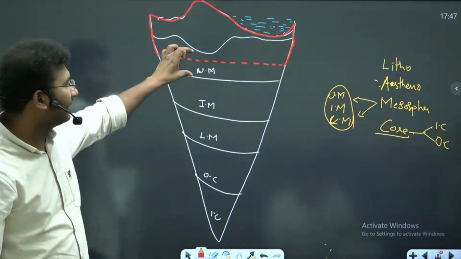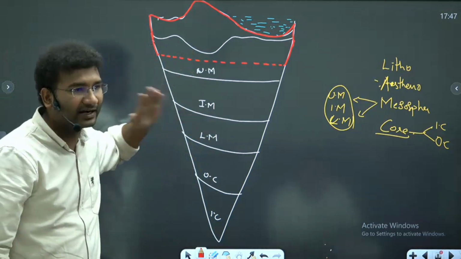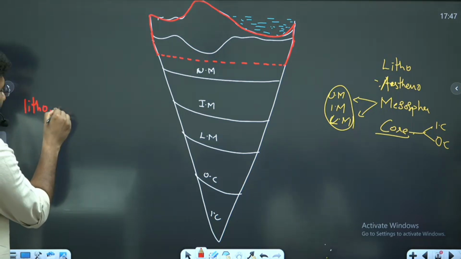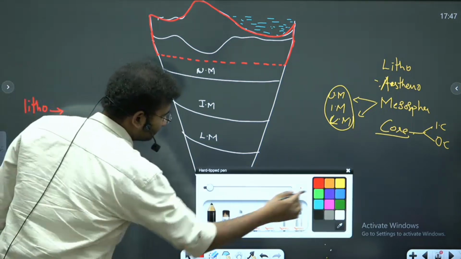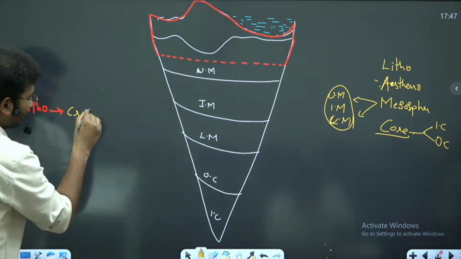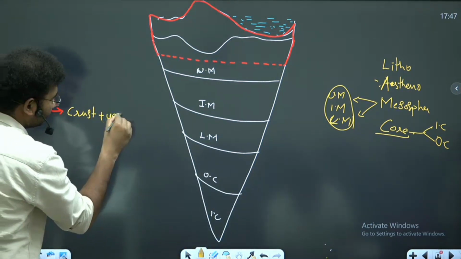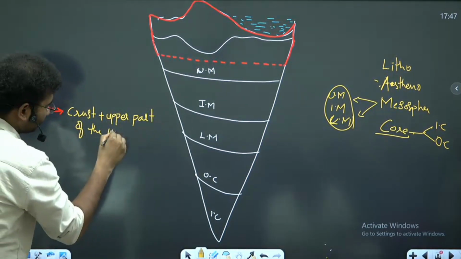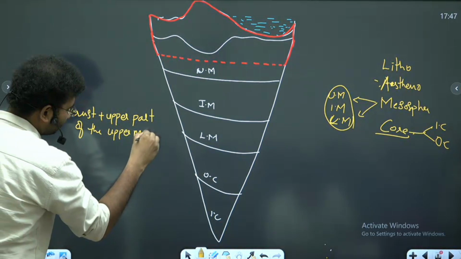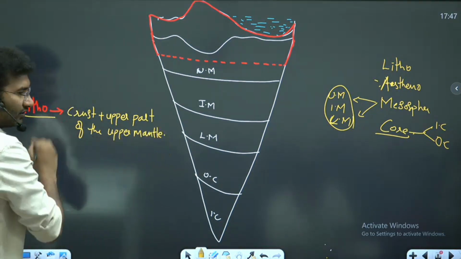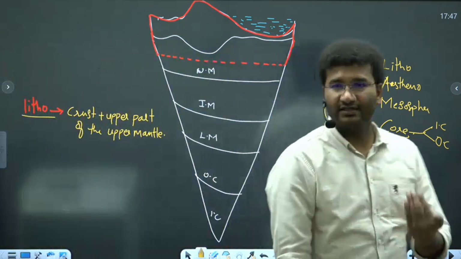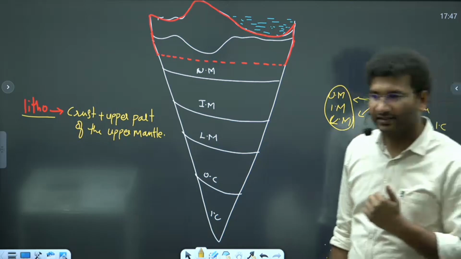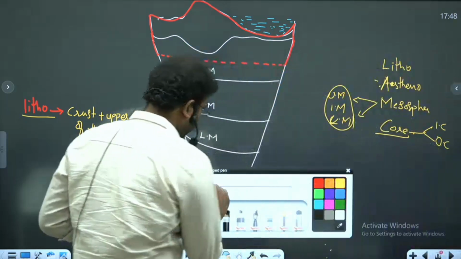What I have done? I have divided the upper mantle into two parts. That means lithosphere means crust plus upper part of the upper mantle, this is called as lithosphere. Crust plus upper part of the upper mantle, this is your lithosphere. Right? Next, followed by your asthenosphere.